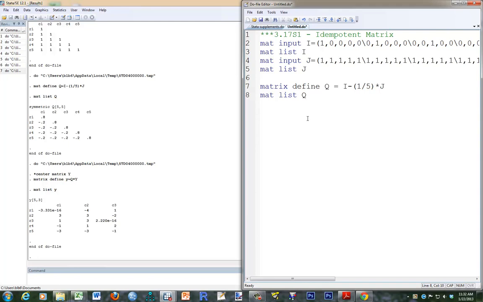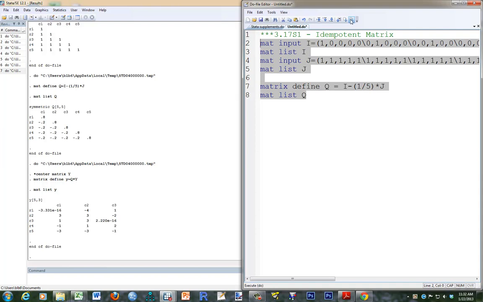Okay, let's talk about the idempotent matrix. What I have here is just what we had from the previous video, in which we got matrix Q, which is the centering matrix. What I did is I took the identity matrix, just ones on the diagonals, and I also input a J matrix, just a 5 by 5 matrix of just ones. And then I defined Q with this formula that we used in the last video.